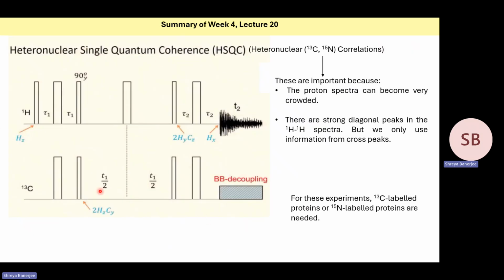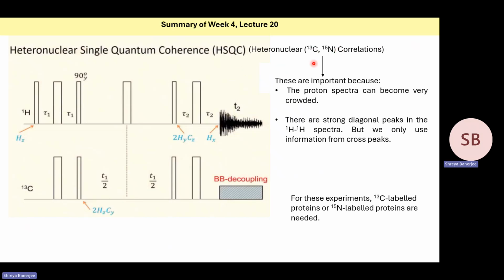This is another experiment. We will go into this in more detail in the next week, so I will just introduce the experiment. So far, we have been only looking at homonuclear 2D spectra. Whether it was TOCSY or COSY or NOESY, everything was homonuclear. Now we will look at heteronuclear single quantum coherence or HSQC. So here the correlation is heteronuclear. It is between hydrogen and 13C or hydrogen and 15N.